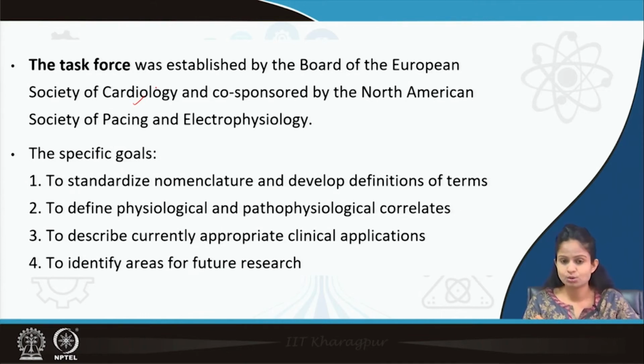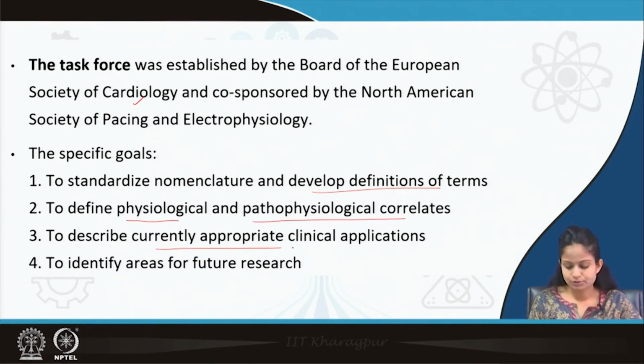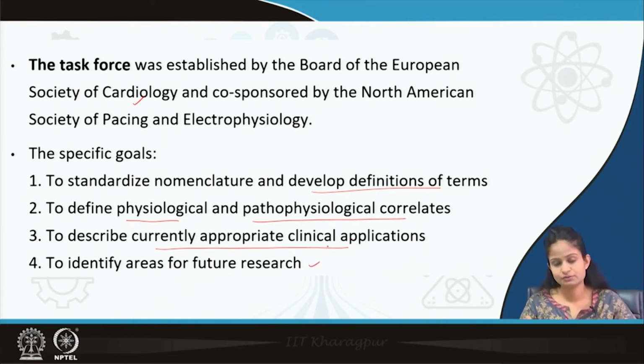What are the specific goals of this task force? First and foremost, they wanted to know the variations of the heart rate. For nomenclature, they developed definitions and terminology of the various variations. They wanted to quantify heart rate variability, and to study the physiological as well as pathophysiological correlates. Currently appropriate clinical applications were to be described, and whether future research is possible. They wanted to identify various areas.